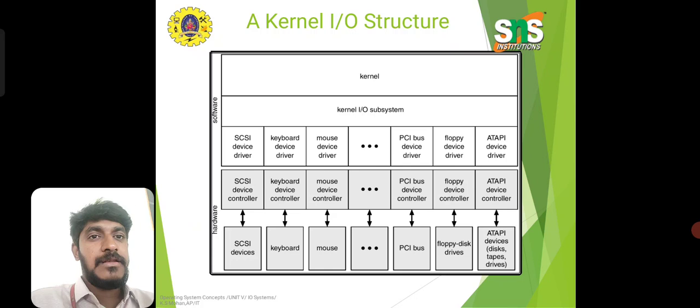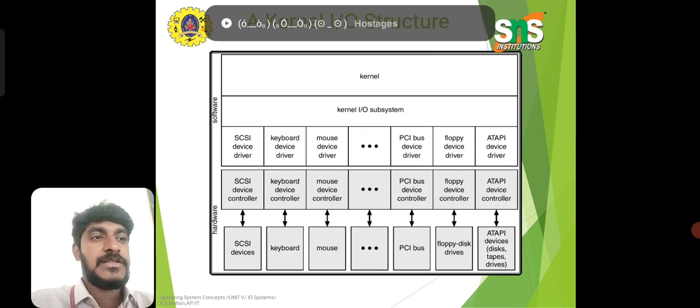So the kernel has the following: hardware and software. The hardware generally includes input from the mouse, keyboard, SCSI devices, PCI, floppy disk, tapes, and drives. They are connected to the software: SCSI devices, keyboard devices, and others.